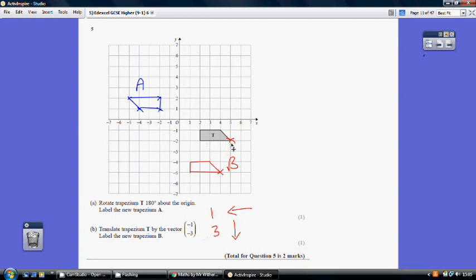So I've focused on this bottom right hand point, moving that 1 to the left and 3 down. That point shifts to there, so then I can just pop in my shape accordingly. Remember, translation just means a shift.